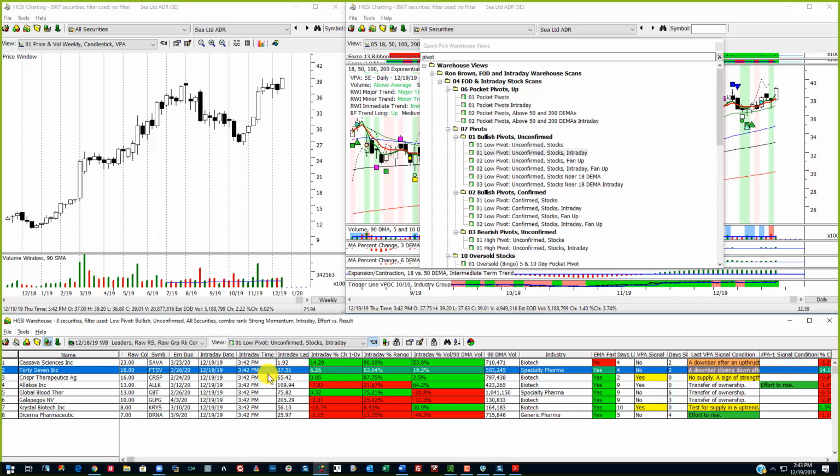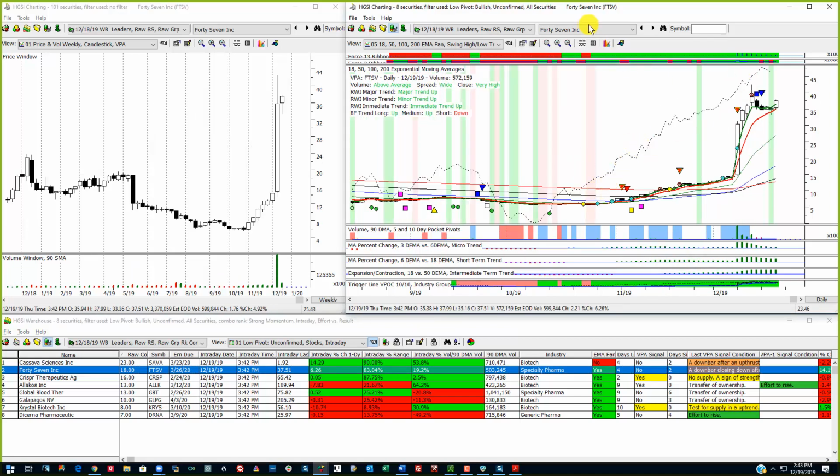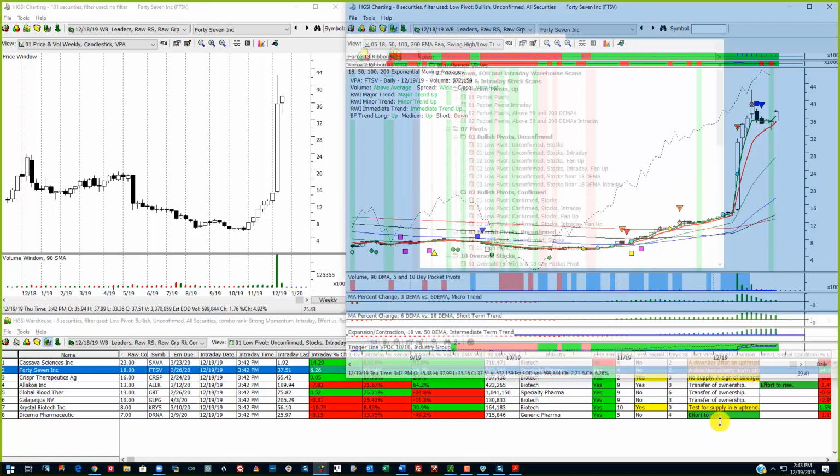Let's go to number 2. It's a $37.51 stock right now. It's up 6.26% today. Volume's heavy, and this is the stock, 47. You can see that, let's see if I can make this a little bit larger here.